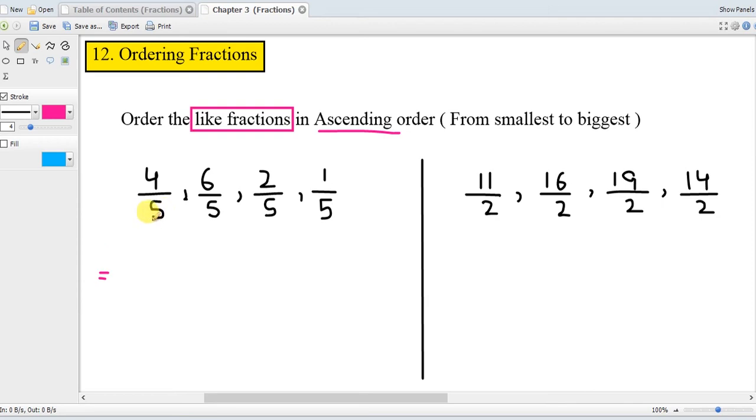Since we have the same denominator values in all of these fractions, you just need to focus on the numerator values. What is the smallest number? The smallest number is 1. Let me first write all these denominator values first, since we have the same number at the bottom, which is 5.